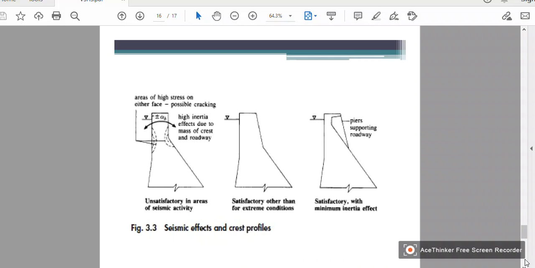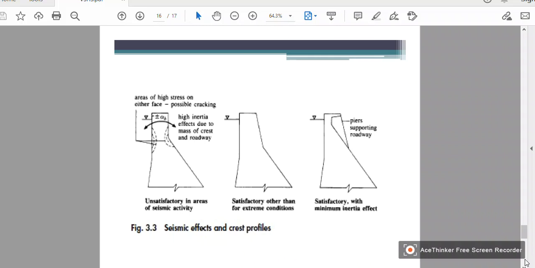We are safe against the dynamic loads, that is vibrating loads. The last one is satisfactory with maximum inertia effect. We construct extra portions, extra construction against these dynamic loads from the hydrodynamic pressure.